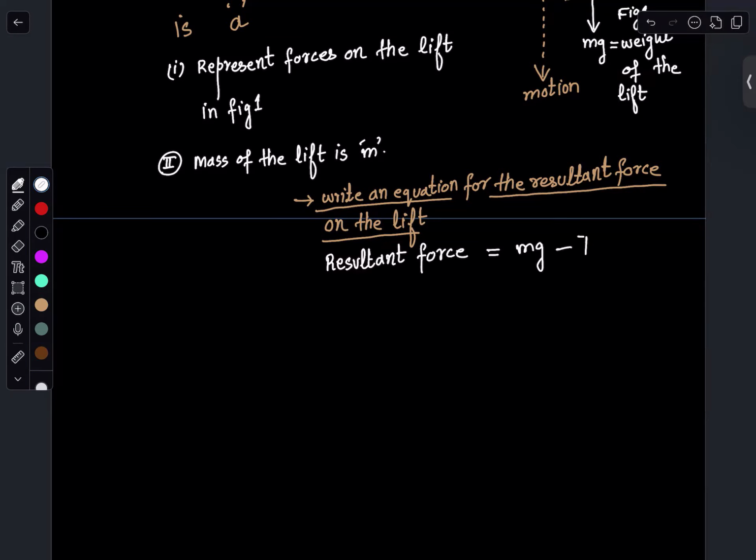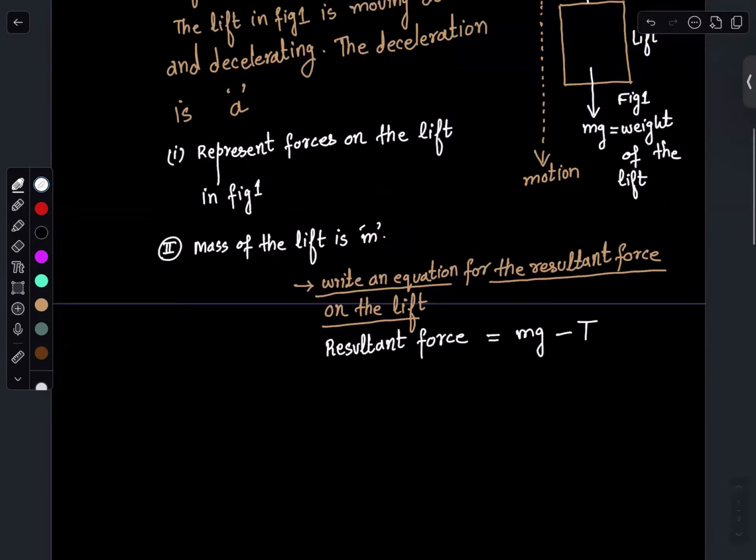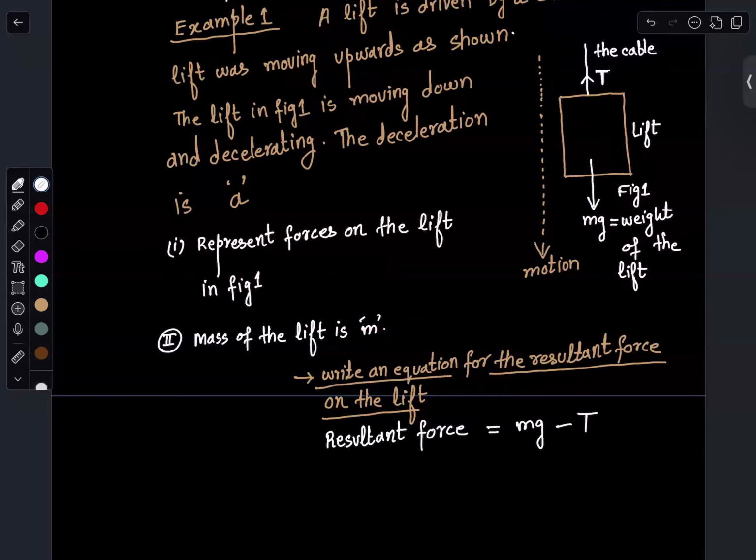This equation will change if the motion of the lift is upwards. If the motion of the lift is upwards, then what will be the equation? For downwards motion, we have mg minus T. What if the motion is upwards? If the motion is upwards, then T will be positive and mg will be negative. So the basic idea is that the force which is in the direction of motion will be positive, and the force which is against the motion will be negative. So here mg minus T is the resultant force.